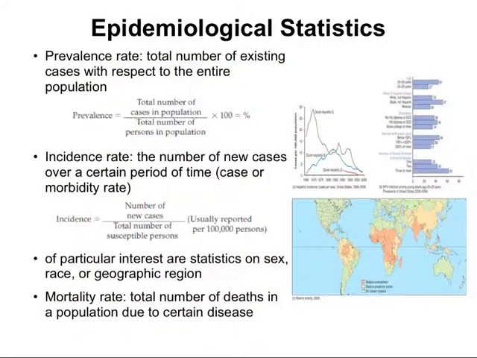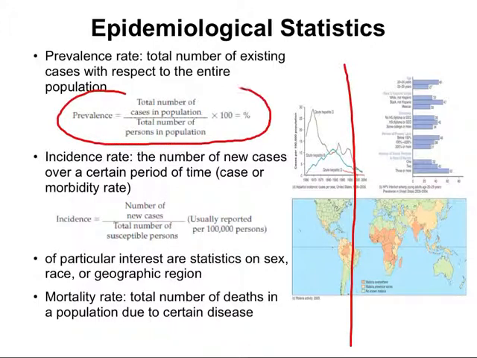So epidemiologists collect a lot of statistics. A few that they're involved with is the prevalence rate and the incidence rate, as well as the mortality rate and the morbidity rate. So the prevalence rate is the total number of existing cases with respect to the entire population. This is like a snapshot in time, as in how many are there now. This is an equation we might use to determine the prevalence. The incidence rate is the number of new cases over a certain period of time.